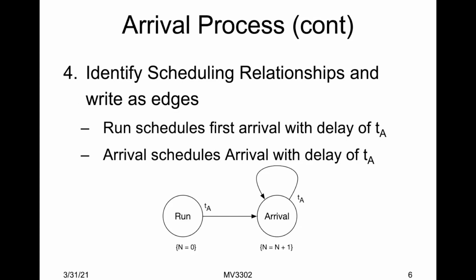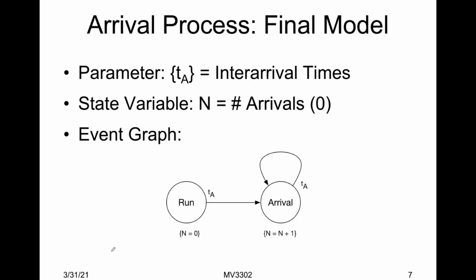Okay, so that's the simple one. Now, there's our final model. The final model consists of these three elements: define all the parameters, define all the state variables, and then write the event graph. And the event graph has its state transitions identified with the nodes and the scheduling relationships between them. Okay, so that's what a model looks like.